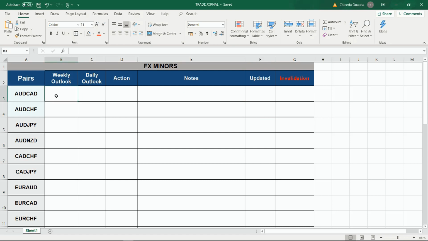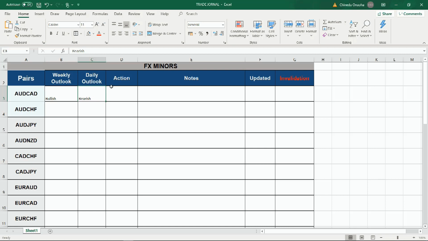So I look at the weekly outlook. If the market is bullish weekly, I have bullish here. And then maybe if it's bullish weekly and then it's bearish daily, I'll have something like this. And in order to trade this pair, I usually like to have a correlation. So if the market is bullish weekly, I would want to be looking to trade this pair if it is also bullish daily. Then I can go to the lower time frame to figure out entry to buy.